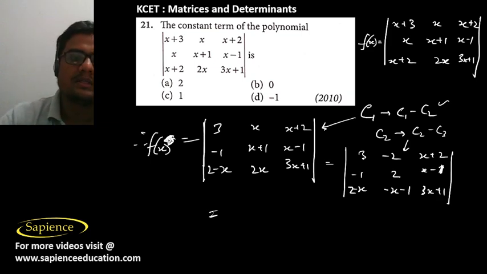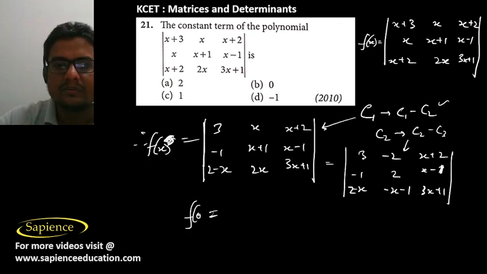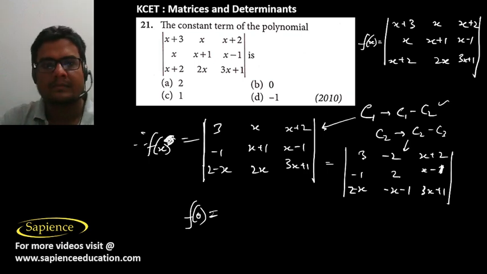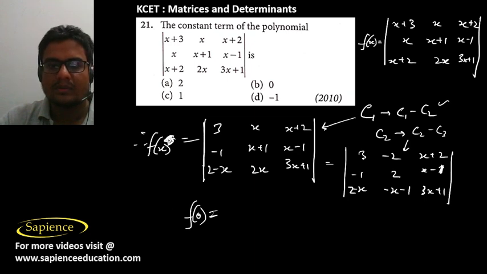Simply the rule is that the constant term in the polynomial, if you want, we have to put f of 0. F of 0 we have to put. So now here we can do again. So therefore f of 0 will be 3 minus 2, 2, minus 1, 2, minus 1, then 0, minus 1, 1.